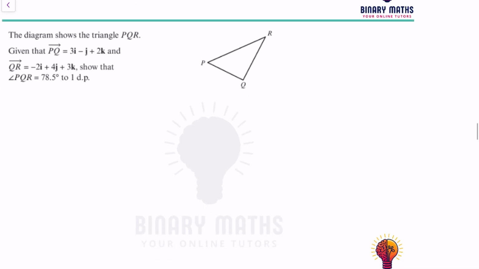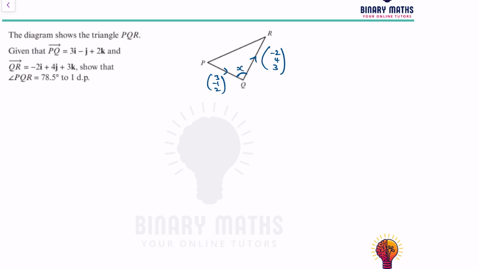Okay, the diagram shows PQR. Given that P to Q is equal to 3, minus 1, 2, and Q to R is equal to minus 2, 4, 3, show that angle PQR is equal to 78.5. So we're trying to find out this angle, which is X.